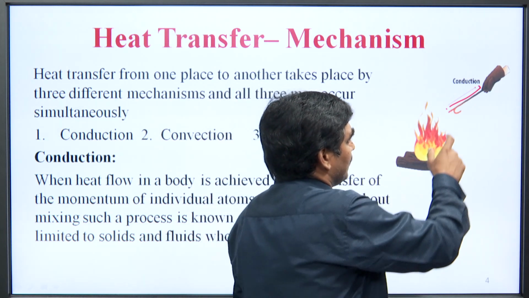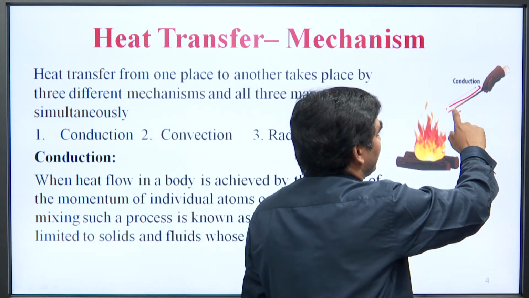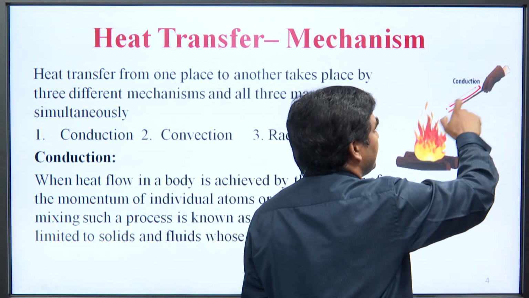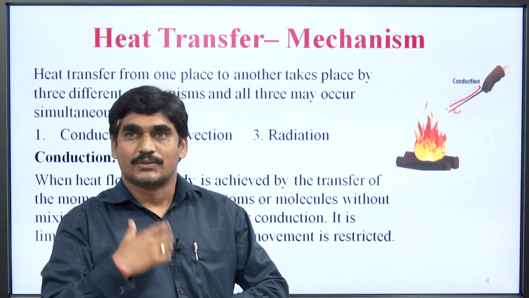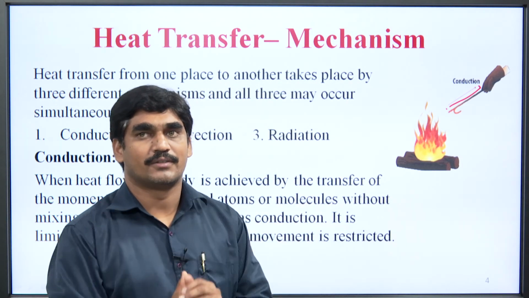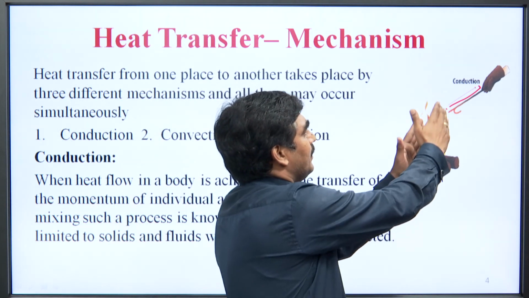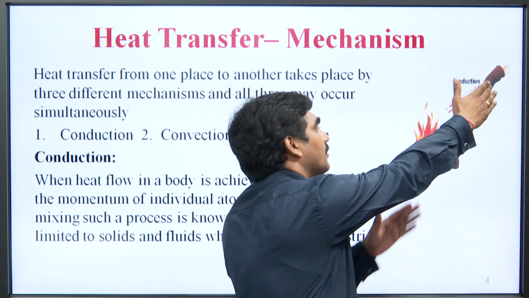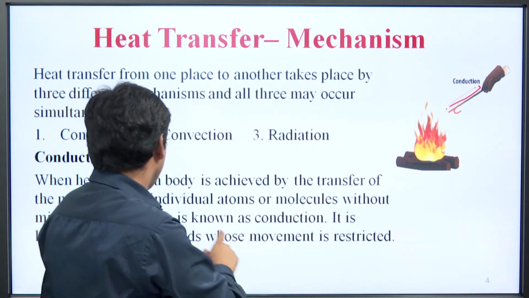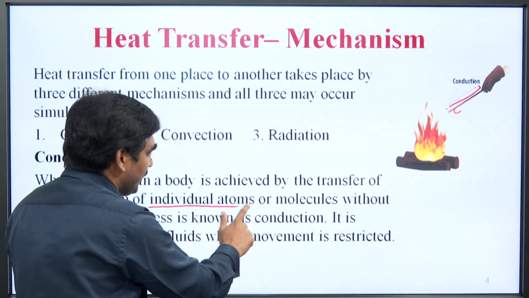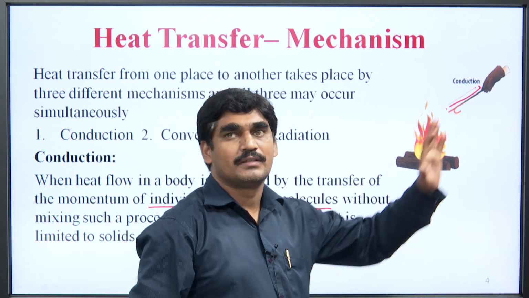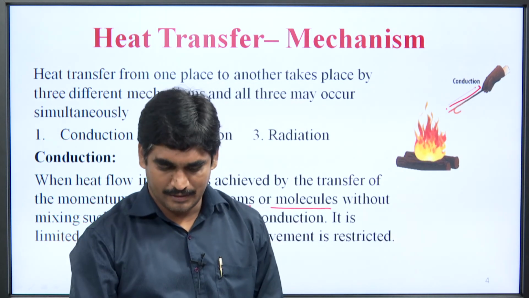So, how does the heat transfer take place? By movement of atoms or molecules which are present in this iron rod. This is the simplest mechanism by which heat transfer takes place, called conduction. From a higher temperature region to a lower temperature region, if the heat transfer takes place by movement of individual atoms or molecules without intermixing, then the process is called conduction.